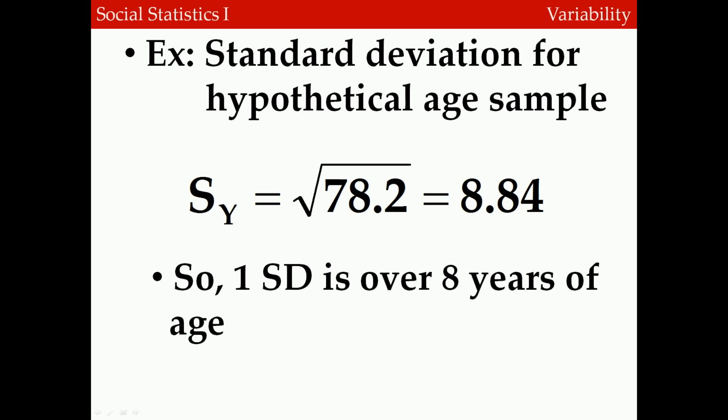Let's calculate the standard deviation for our hypothetical example of the 5 ages. Recall that the variance was 78.2. When we take the positive square root of that value, we get the standard deviation, which we find here is 8.84. So what does that mean? Well, we found that the average age for this group of 5 cases was about 27 years, and now we find that they have a standard deviation of a little over 8 years.